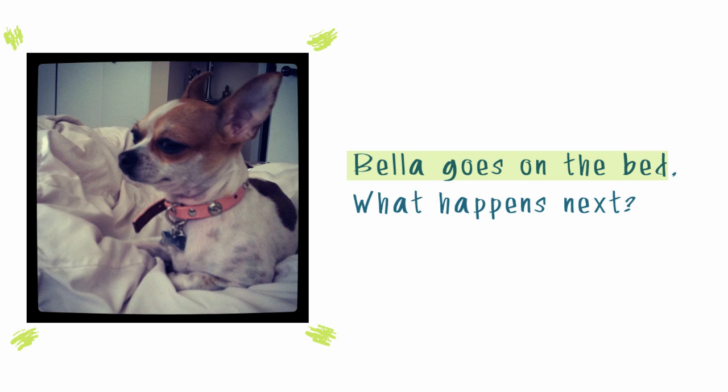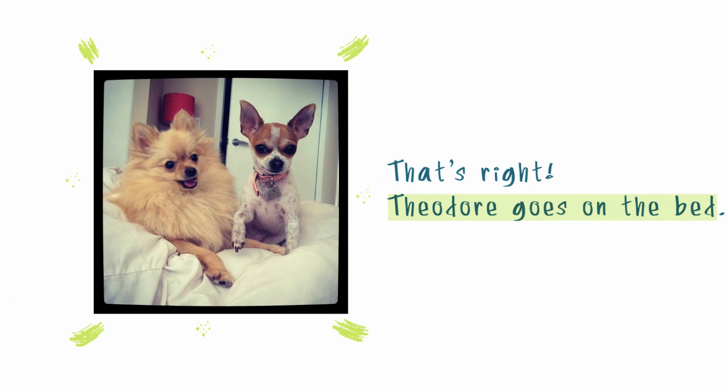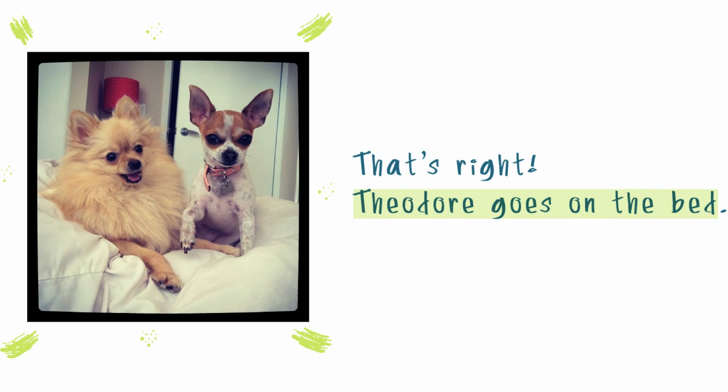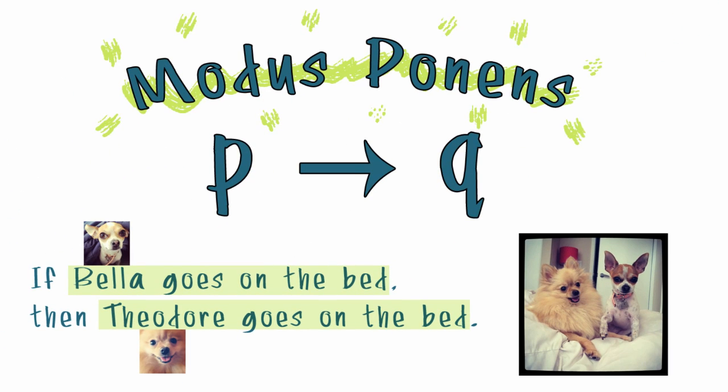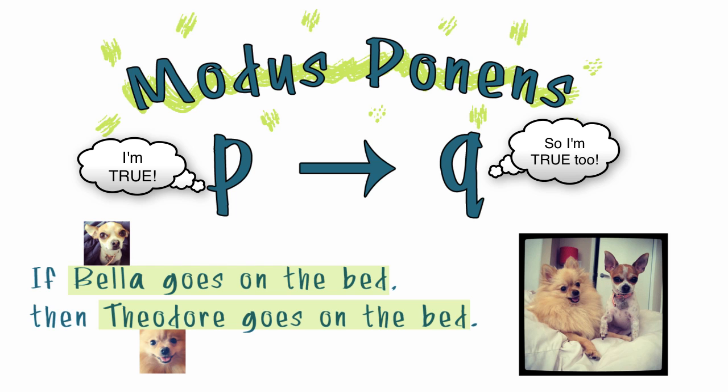Bella goes on the bed. What happens next? That's right. Theodore goes on the bed. So, you thought you just saw dogs jumping on the bed. What you saw was an illustration of Modus Ponens. Modus Ponens goes like this. If P, then Q. We have P, thus we must have Q.